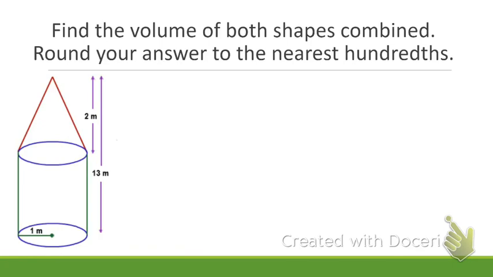So again, there's not much that is tricky about this one. If you notice, the radius is 1. So if the radius is 1 on the bottom, that means the radius is 1 on the top. That means the cone's radius is the same as the cylinder's radius. Okay, and because we're combining both of these shapes, that means we're going to add them. So you're going to find the volume of the cylinder plus the volume of the cone, and that's your final answer.